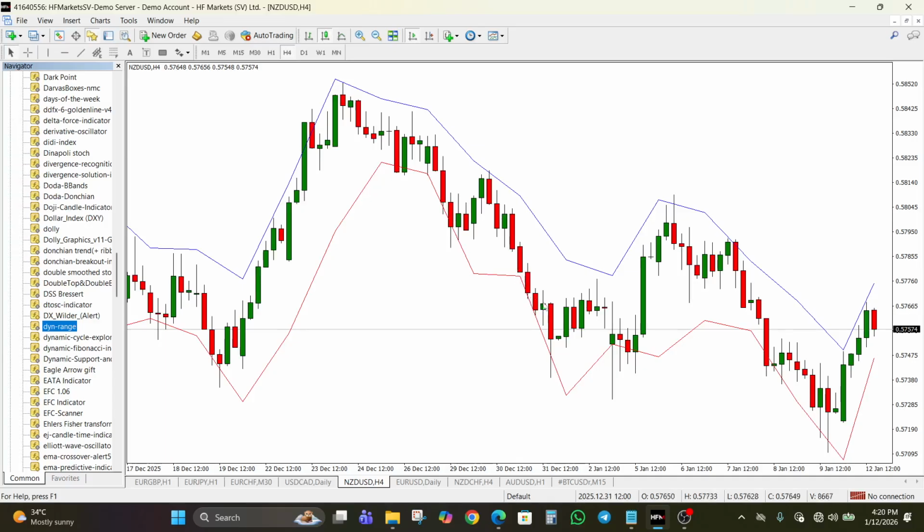Now in the case of a bearish move, you will notice that the red line will be below and price will be touching it, testing it and going downwards, while the blue line will be above and you might just have a few touches or none depending on how strong the bearish move is.